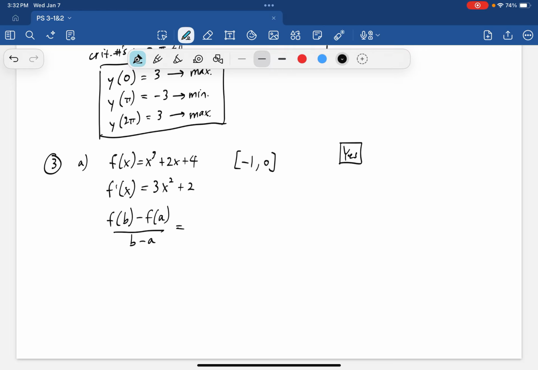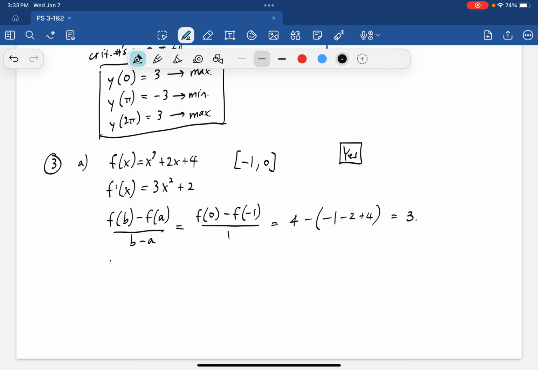And so f of 0 minus f of negative 1 over 0 minus negative 1, which is 1, right? And so f of 0 is 4, minus f of negative 1, which is negative 1 cubed, which is negative 1, minus 2 plus 4. So that's going to be negative 3 plus 4, which is 1. So I'm left with this equals 3.